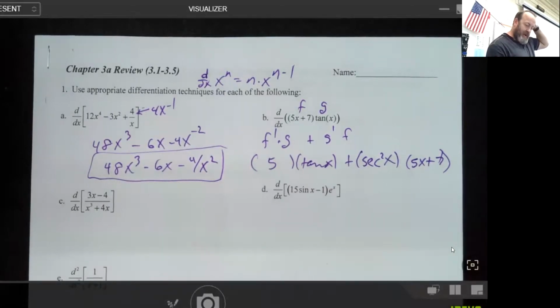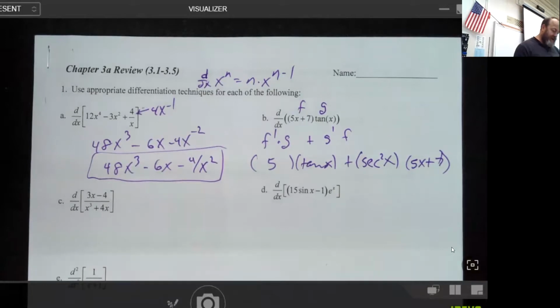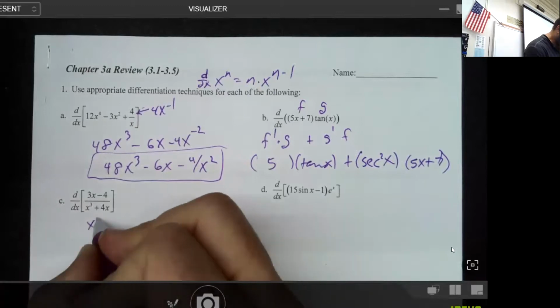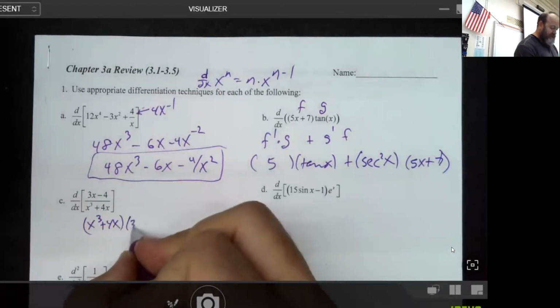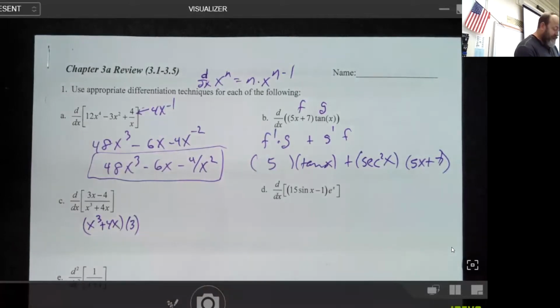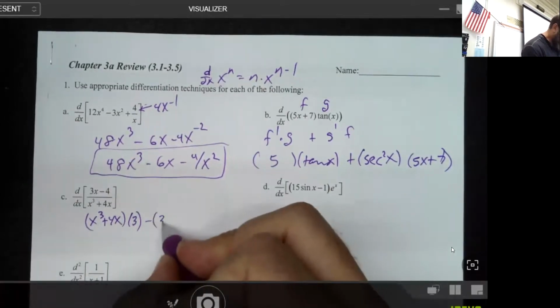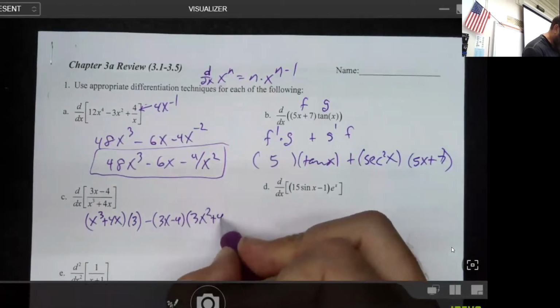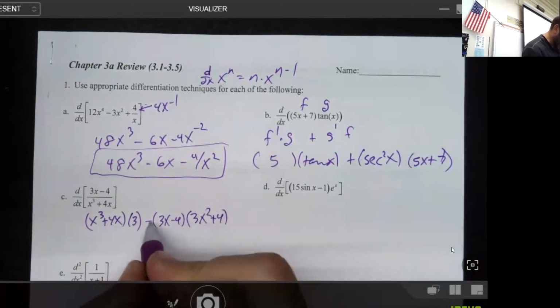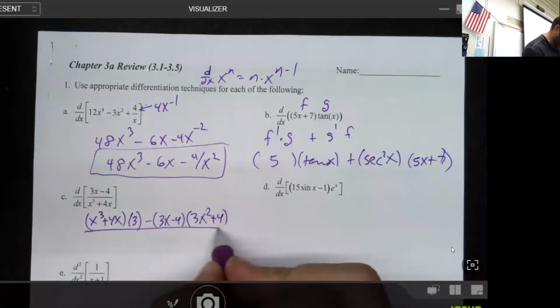Now, moving into letter C is where we're going to get into our little quotient rule, which is our low, D high thing. So we're going to have our low, D high, the derivative of the numerator is just plain old-fashioned 3, minus high. And of course, our D low is 3x squared plus 4. So here's my low D high minus high D low. We're going to square the bottom, and away we go.